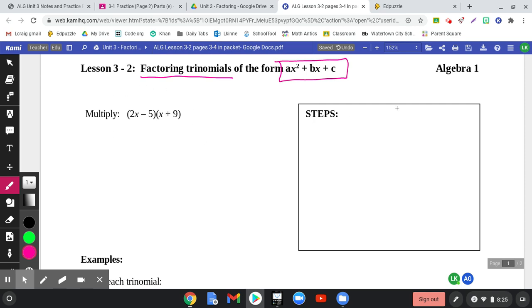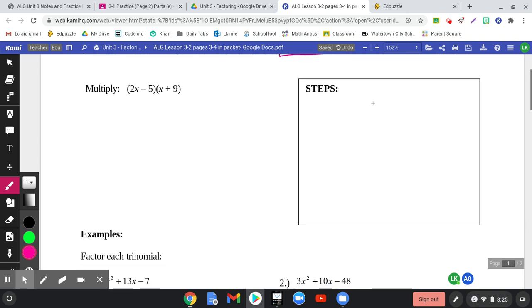So let's start by multiplying for a warm-up. I want you to give this one a try. Okay, create your box. If you want, pause the video, try it on your own, and then check. So we have 2x minus 5, and then x plus 9. Doesn't matter where they go. What does matter, though, is that whatever's in parentheses together stays together.